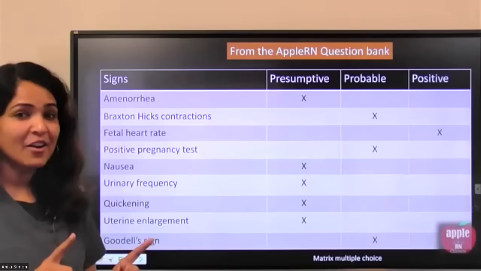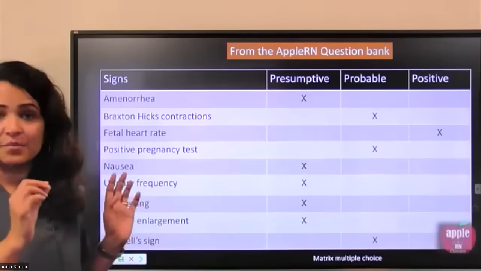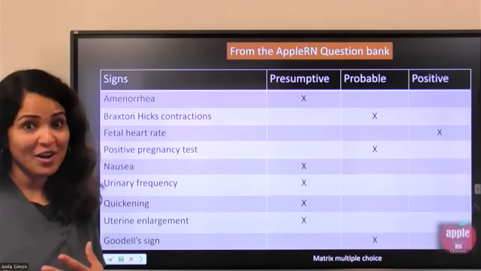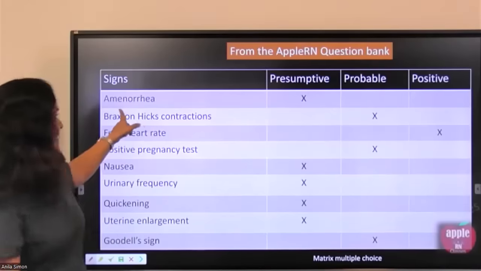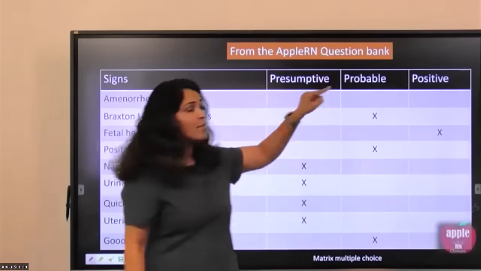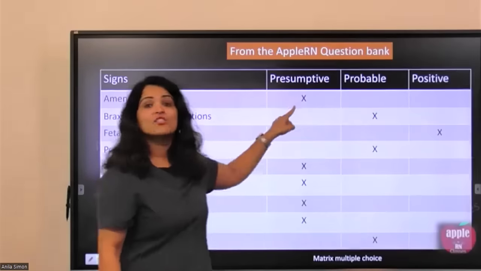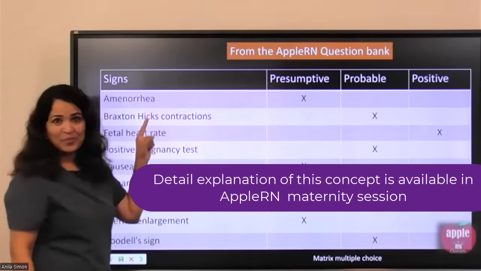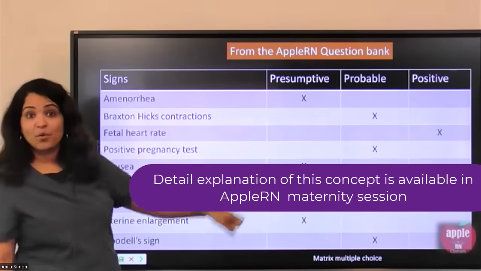So I'm not spending a lot of time explaining the questions right now. Our focus is on learning about the scoring models, right? So you can see amenorrhea only in presumptive. I won't be able to click here. If I click here, this will automatically go because I can select only one in a row. And Braxton Hicks contraction is a probable sign.